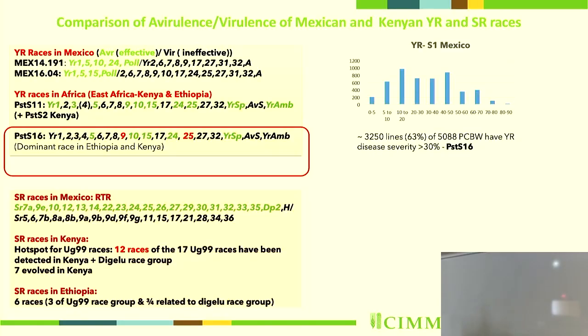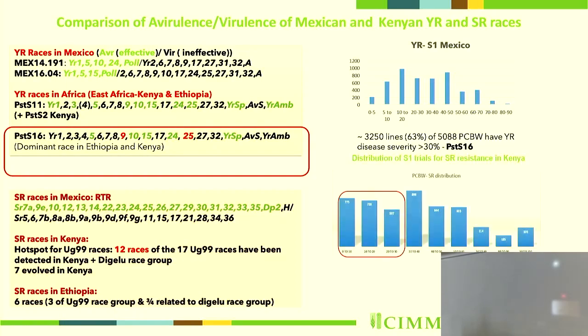And then in Ethiopia, 6 races have been reported and detected. So this was just the same for the stem rust material, that we do have a good level of resistance, but mostly the resistance is based on the major genes that we have in CIMMYT germplasm.